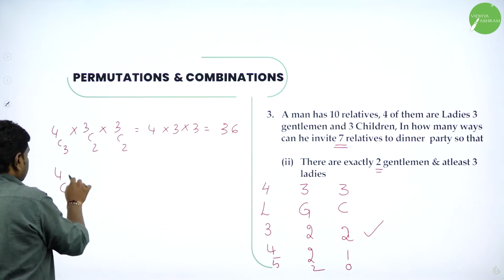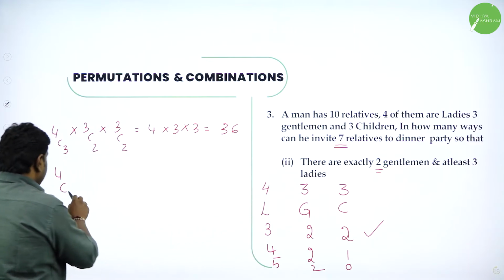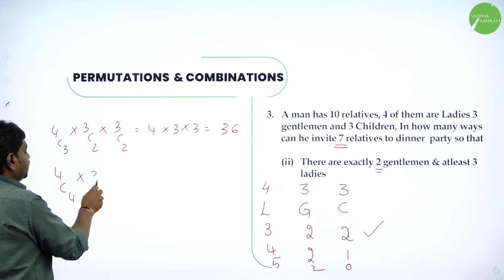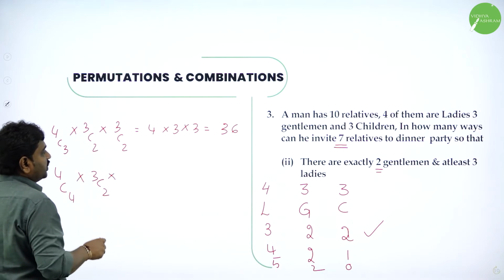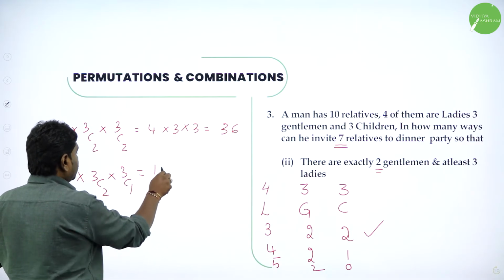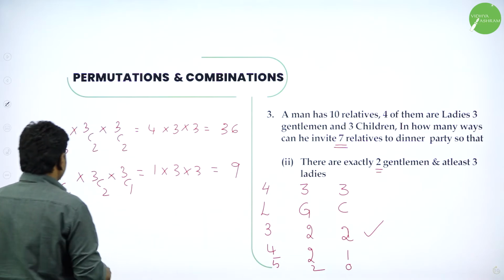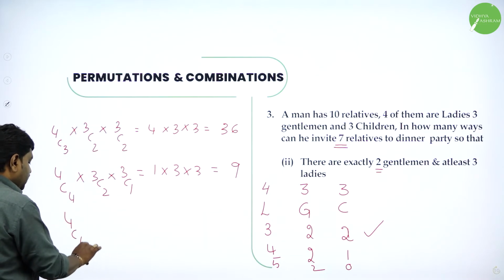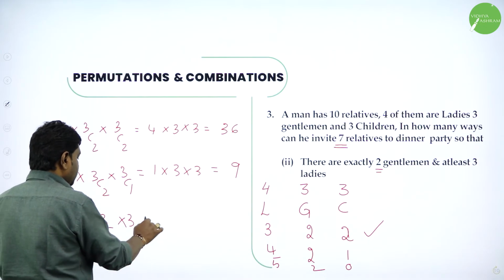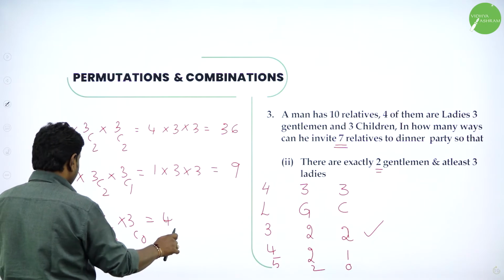Out of 4 ladies, 4 ladies can be selected in 4C4 way. And out of 3 gentlemen, 2 gentlemen: the middle value does not change, because exactly 2 gentlemen you should take. And children, one child I can invite. So 4C4 is 1, 3C2 is 3, 3C1 is 3, 3 3s are 9 ways. Now the last possibility is I'll invite 5 ladies and 2 gentlemen and no children. I'll not select any child. So 4C5 is 4C1, which is the same as 4.